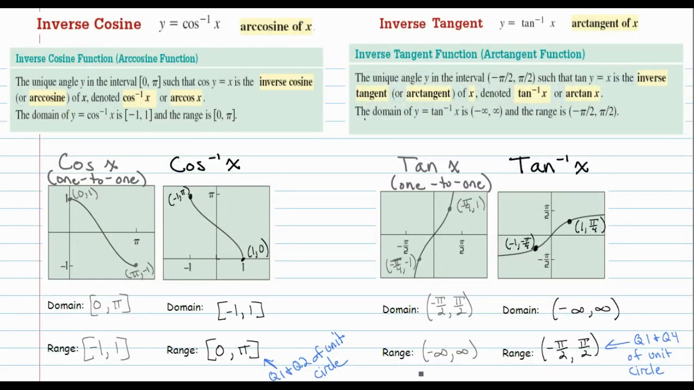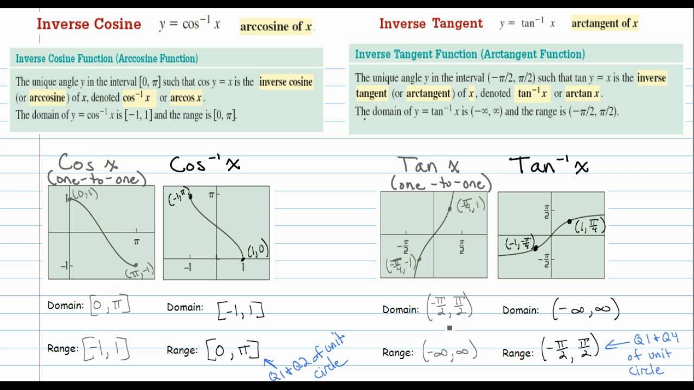This is the screencast for section 4.7, example 3. We're going to work with inverse cosine and inverse tangent, very similar to the screencast for example 1. I've put up here the domain and range of the original cosine and tangent functions.